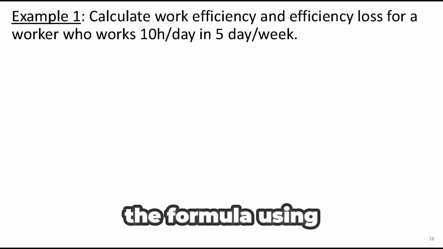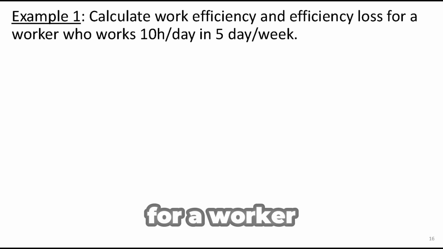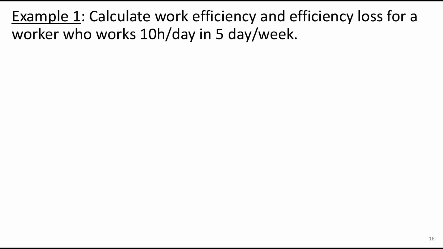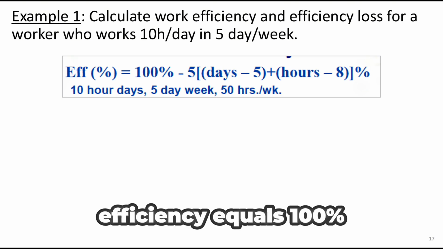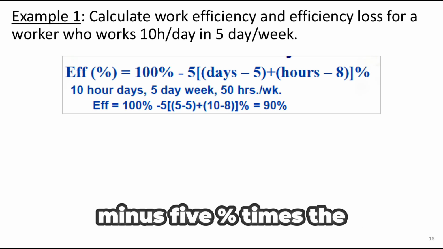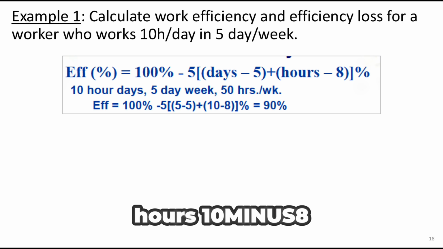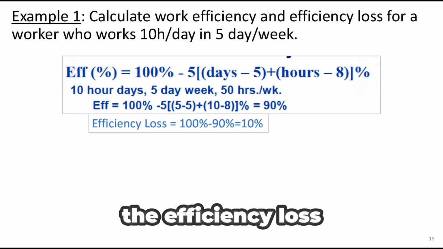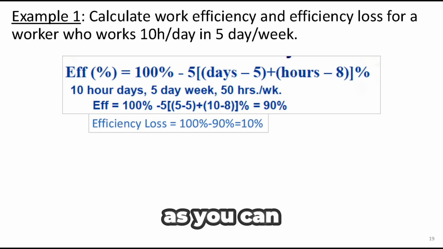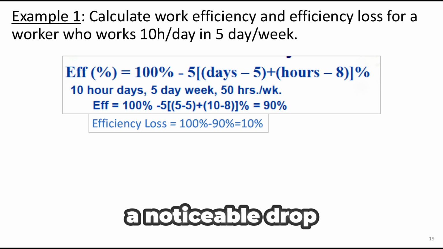Now, let's apply the formula using an example. We'll calculate the work efficiency and efficiency loss for a worker who works 10 hours per day, including 2 hours of overtime, over a 5-day work week. Substituting the values into the formula, efficiency equals 100% minus 5%, times the sum of extra work days, 5 minus 5, and extra work hours, 10 minus 8. This gives us an efficiency of 90%. The efficiency loss, therefore, is 10%. As you can see, even small increases in work hours beyond the standard can result in a noticeable drop in overall efficiency.